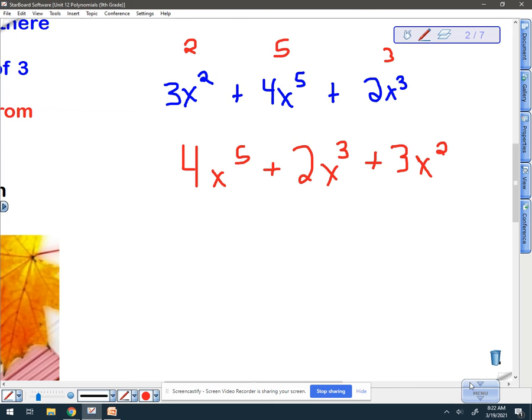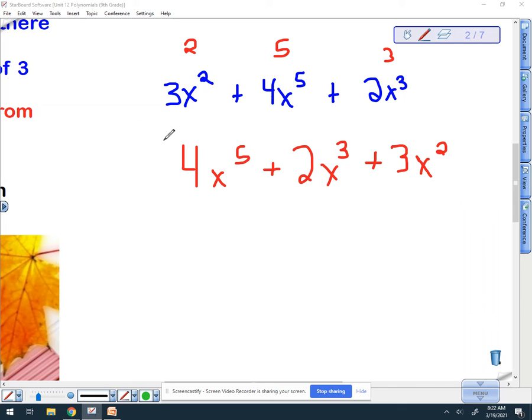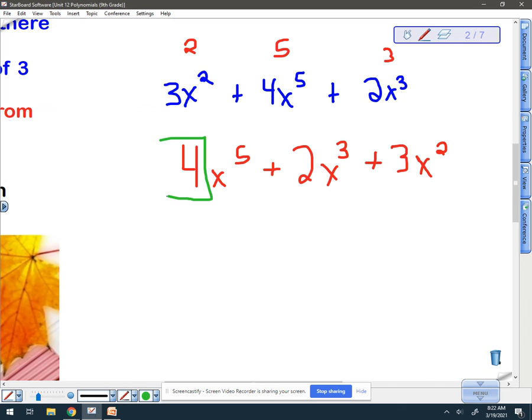And now what's the leading coefficient? All you do is look and see, what is the number in the very front? 4. Leading coefficient is 4. That's all that is. That's all it means. So put them in standard form, and then just see what's the number in the very front.